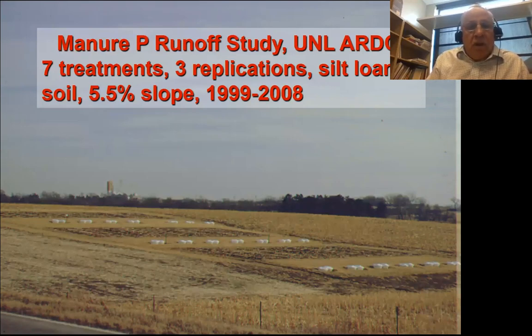There were 21 plots in total, seven treatments with three replications. And I won't go into detail on the treatments, but with many, there was composted feedlot manure applied for 3 years in sequence, 1999, 2000, and 2001. It was applied at heavy rates with the intention of meeting the nitrogen need of irrigated corn. So it's an unusual practice, but the study was set up this way.